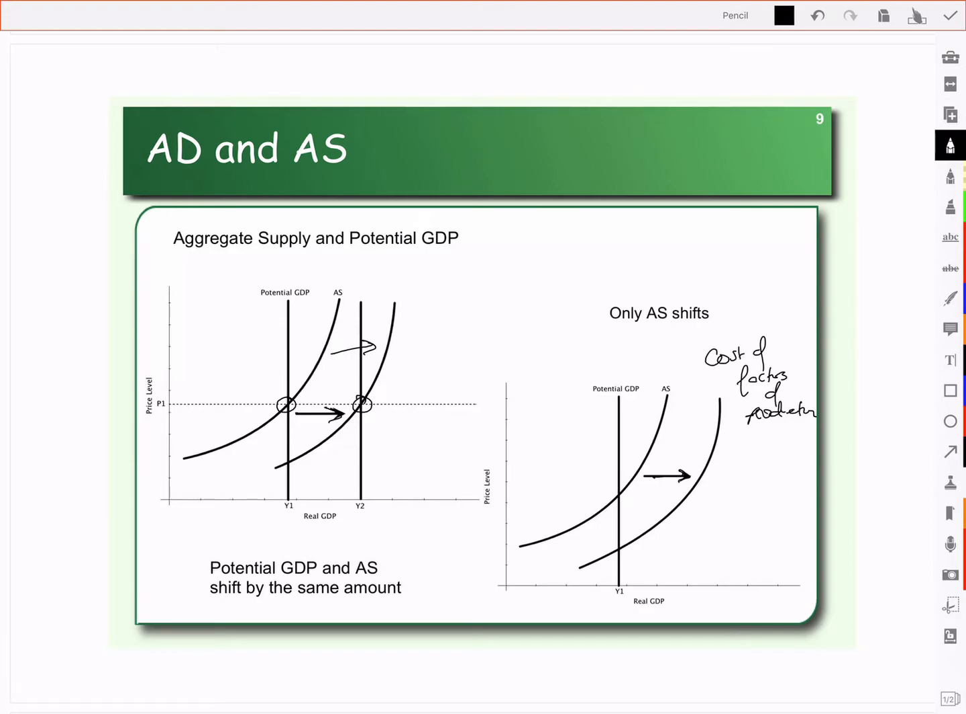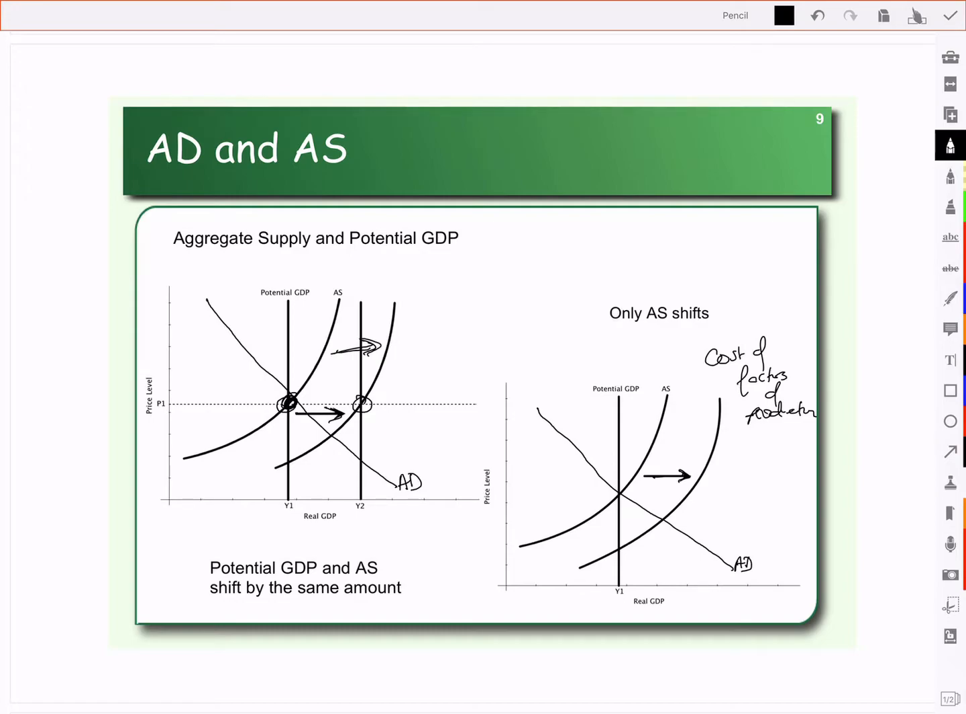Then if we start to add in aggregate demand to these graphs, we can start to see what's happening to our equilibrium size of the economy. So remember, equilibrium is where aggregate demand and aggregate supply intersect. So here's our equilibrium. In the left graph, let's suppose that we experience an increase in technology.